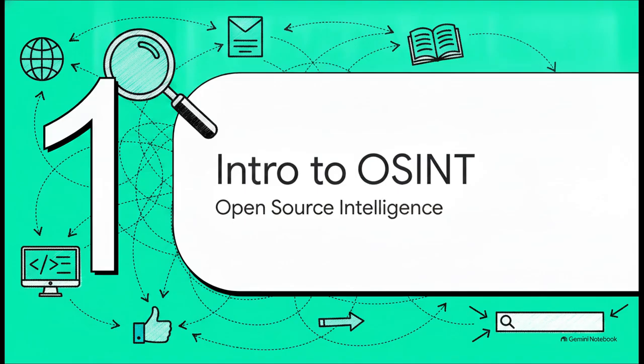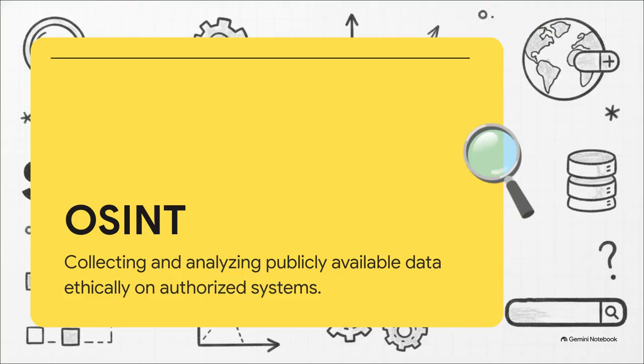Because to really grasp the power of search operators, we first need to understand the wider field they belong to. So, open source intelligence, or OSINT, is essentially the practice of collecting and analyzing publicly available data. We're talking about information that's literally just sitting out there on the open web, the deep web, and in public records. But, and we really need to emphasize this right up front, these advanced search techniques are potent tools that can uncover exposed, highly confidential data.